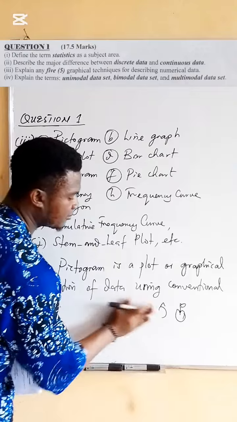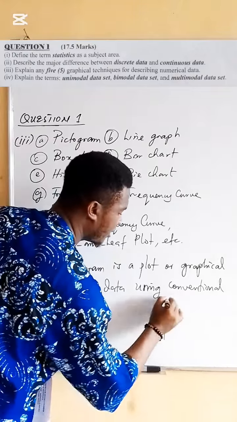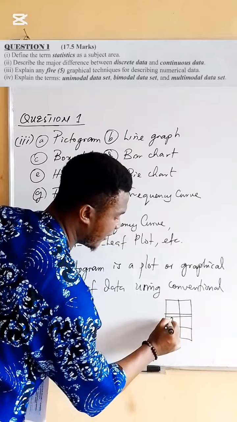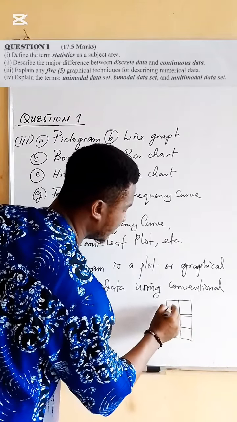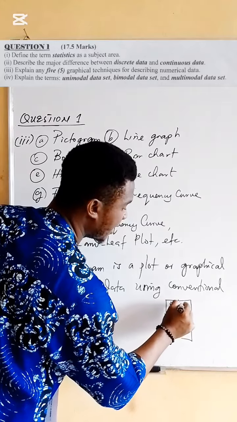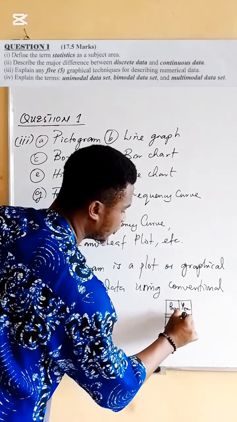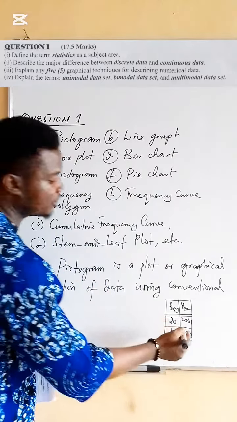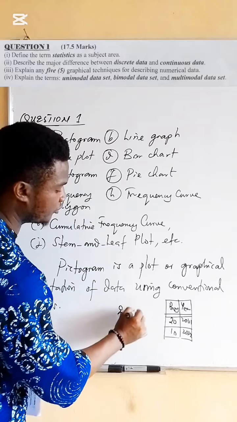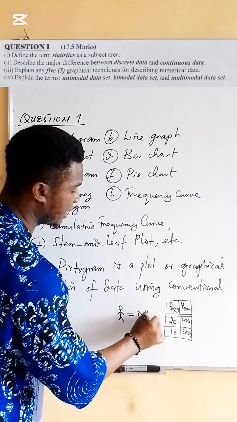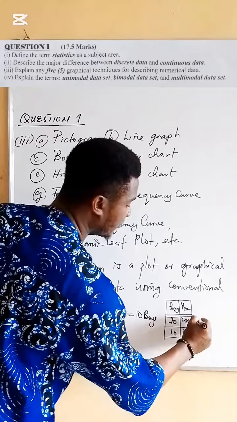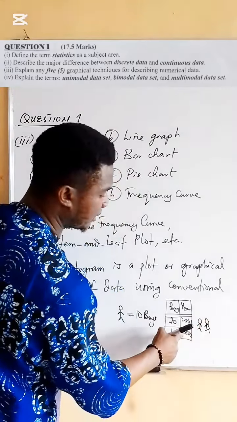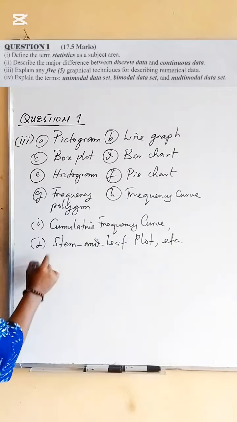So let's say you have this to present, where you have 20 and 10 in a certain year for boys, and let's put here the years 2001, 2002. I could represent this information using one human to represent 10 boys. That will mean for 2001, I will have 2 humans, and for 2002, I will have just 1 human. Now, let's come over to the second one.